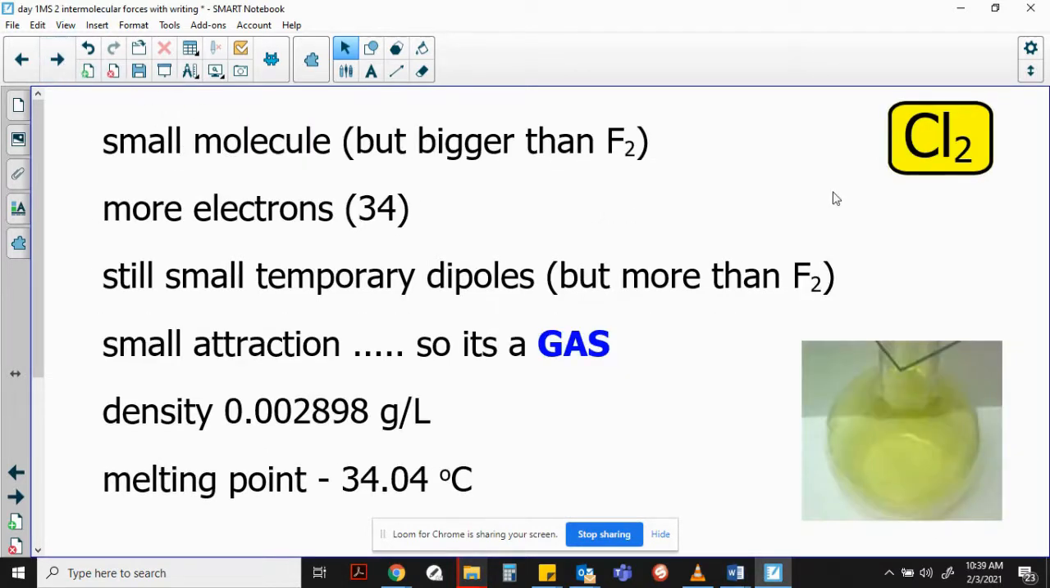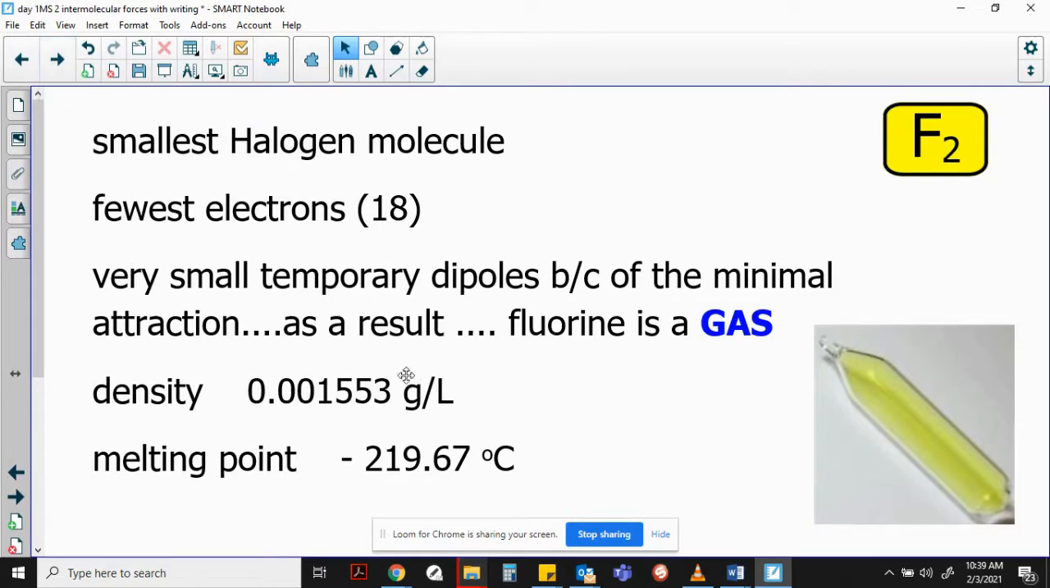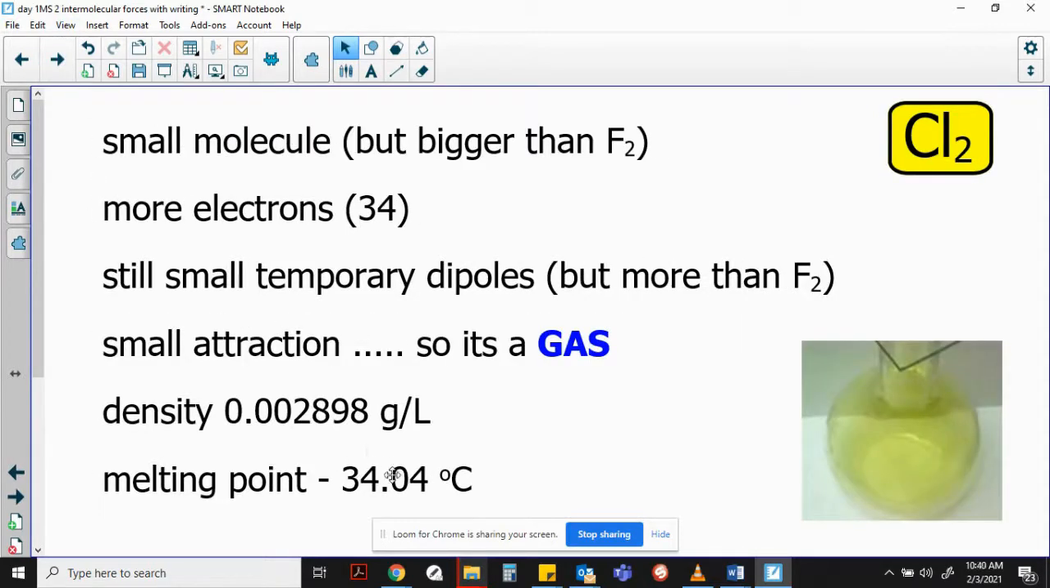Right? If we start getting to our chlorine, again, it's a small molecule. It's still bigger than our fluorine. There's more electrons that are there. It's still temporary. It's a gas, but then we've got a higher density. And if you look at our melting points down here, negative 219.67 in comparison to negative 34 degrees Celsius, our chlorines are sticking together a little bit better.